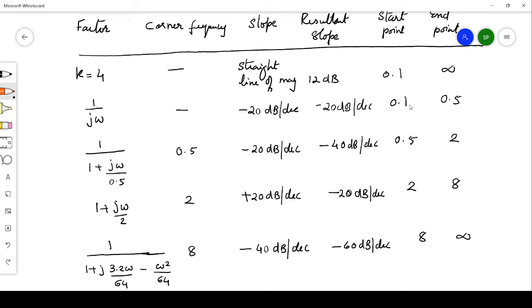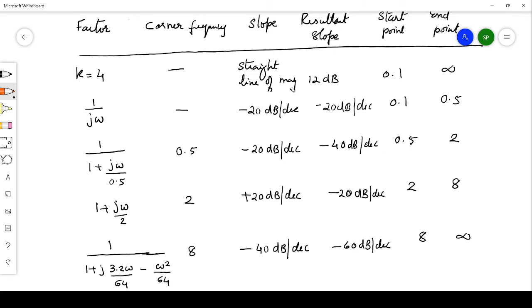If there is a second order pole present at origin, then the starting slope will be minus 40 dB per decade. If there is a second order zero present in the transfer function, then the starting slope will be plus 40 dB per decade. So similarly, you have to decide. Now in the given problem, we have a pole present at origin, so our starting slope is minus 20 dB per decade. So it is starting at 0.1, and now it should go till the next corner frequency.